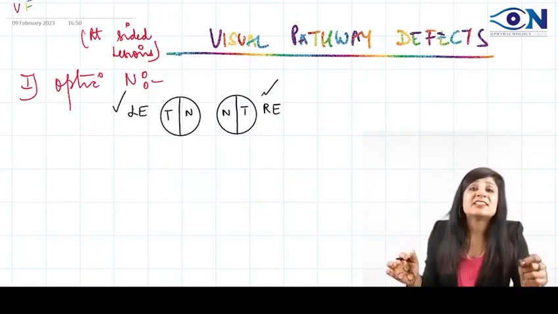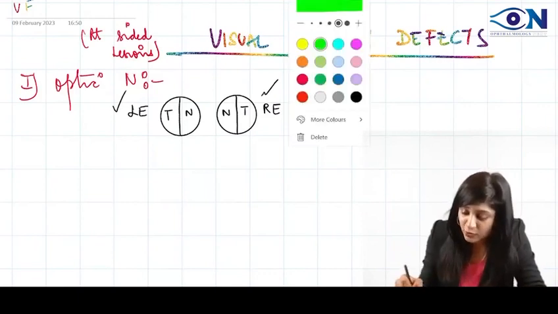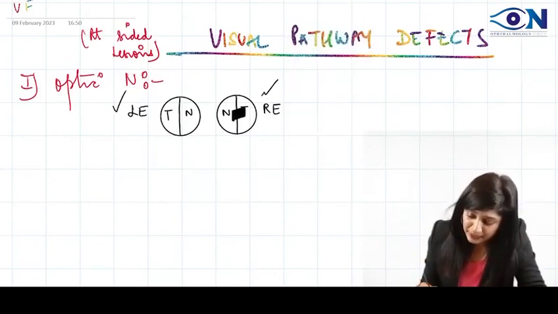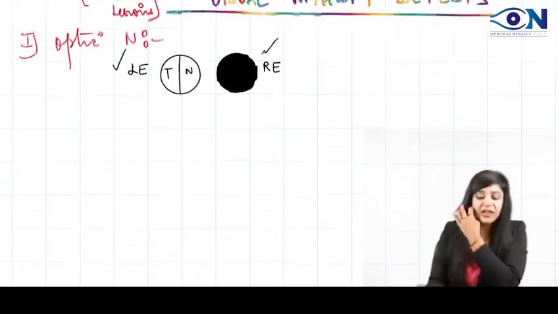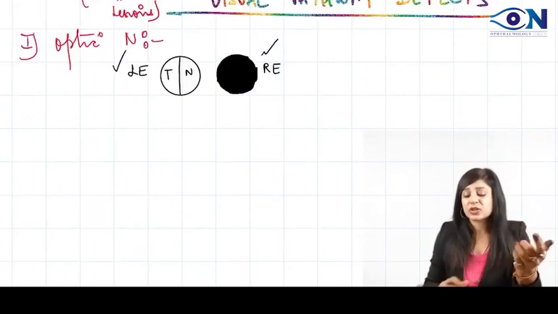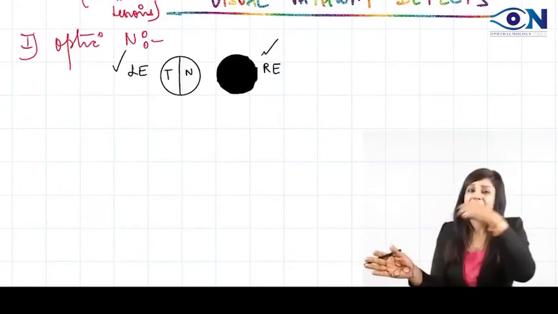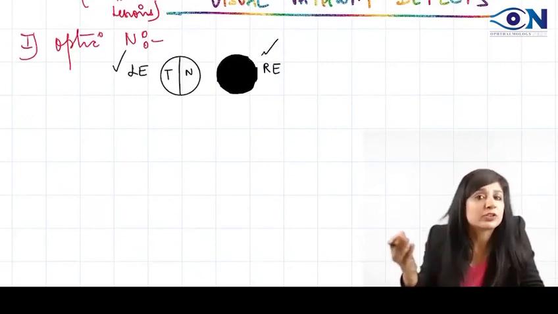So if a right side optic nerve lesion is there, then obviously we will have complete blindness in the right eye while we will have normal vision in the left eye. Any lesion of the optic nerve will give me something like this. Right eye optic nerve lesion, complete blindness on the right side. Left eye optic nerve lesion, complete blindness on the left eye.